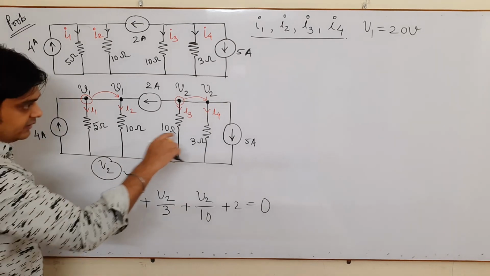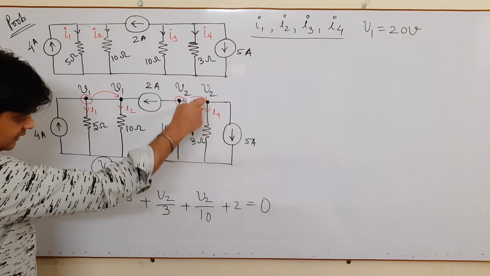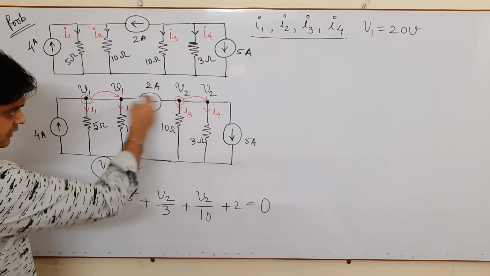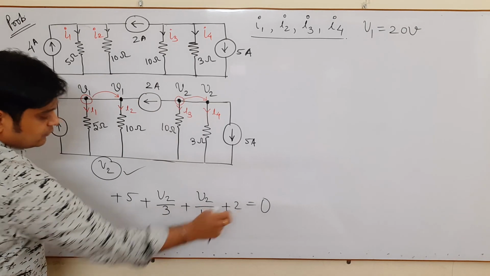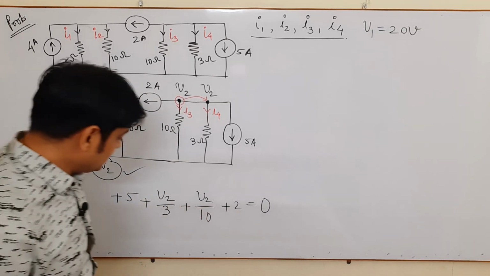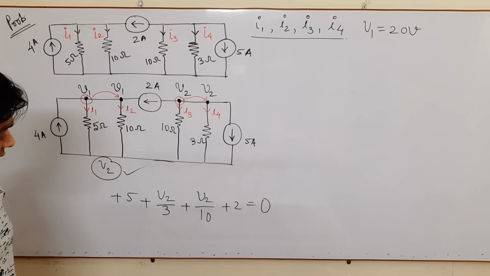Okay, once again I am explaining. The current which is going out from the node, that is plus 5. This is the current, that is V2 by 3. This is the current, that is V2 by 10, and again the current is going out from this node, so that comes to be plus 2. So if you solve this, again I am solving by multiplying, yes, we have to multiply it by 30.